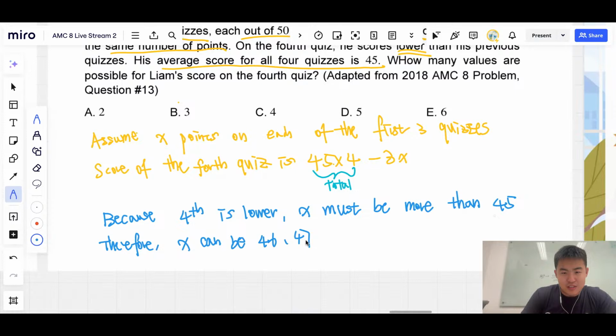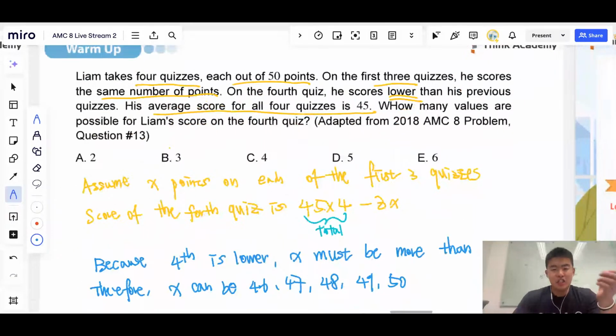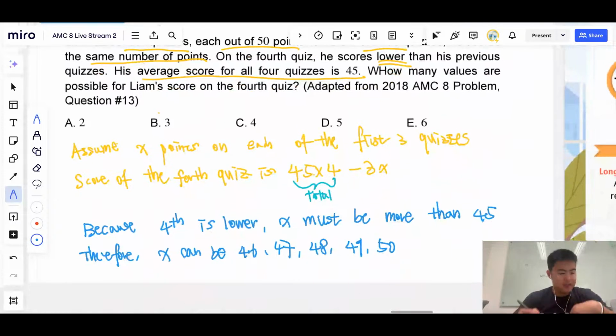It can be 47, it can be 48, it can be 49, and it can be 50. Notice that 50 is the highest possible value because each of these quizzes is out of 50 points. So if we plug in the numbers 46, 47, 48, 49, 50 into the equation set up in the second line of our solution, we'll definitely get one value for x for each of these values, right? So that's how we do it.